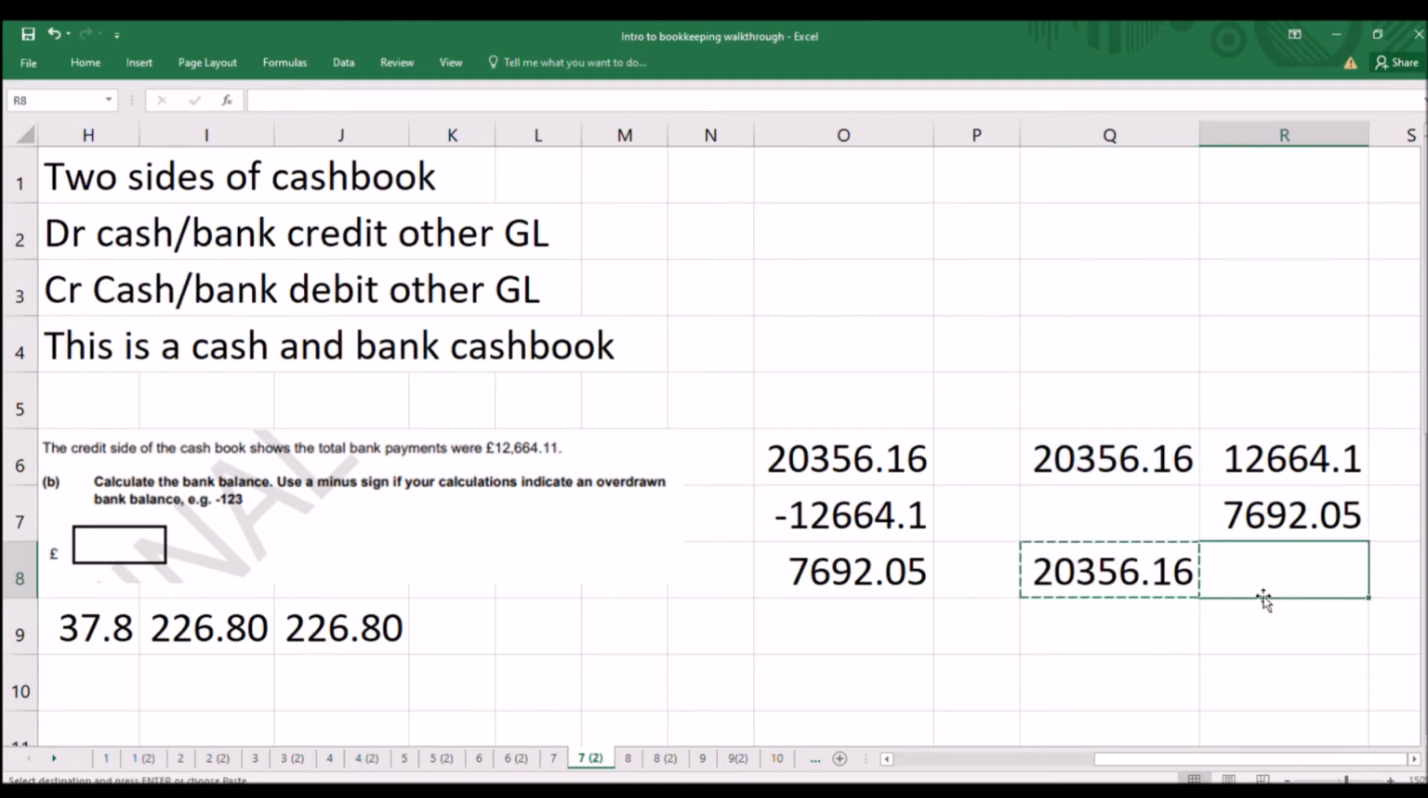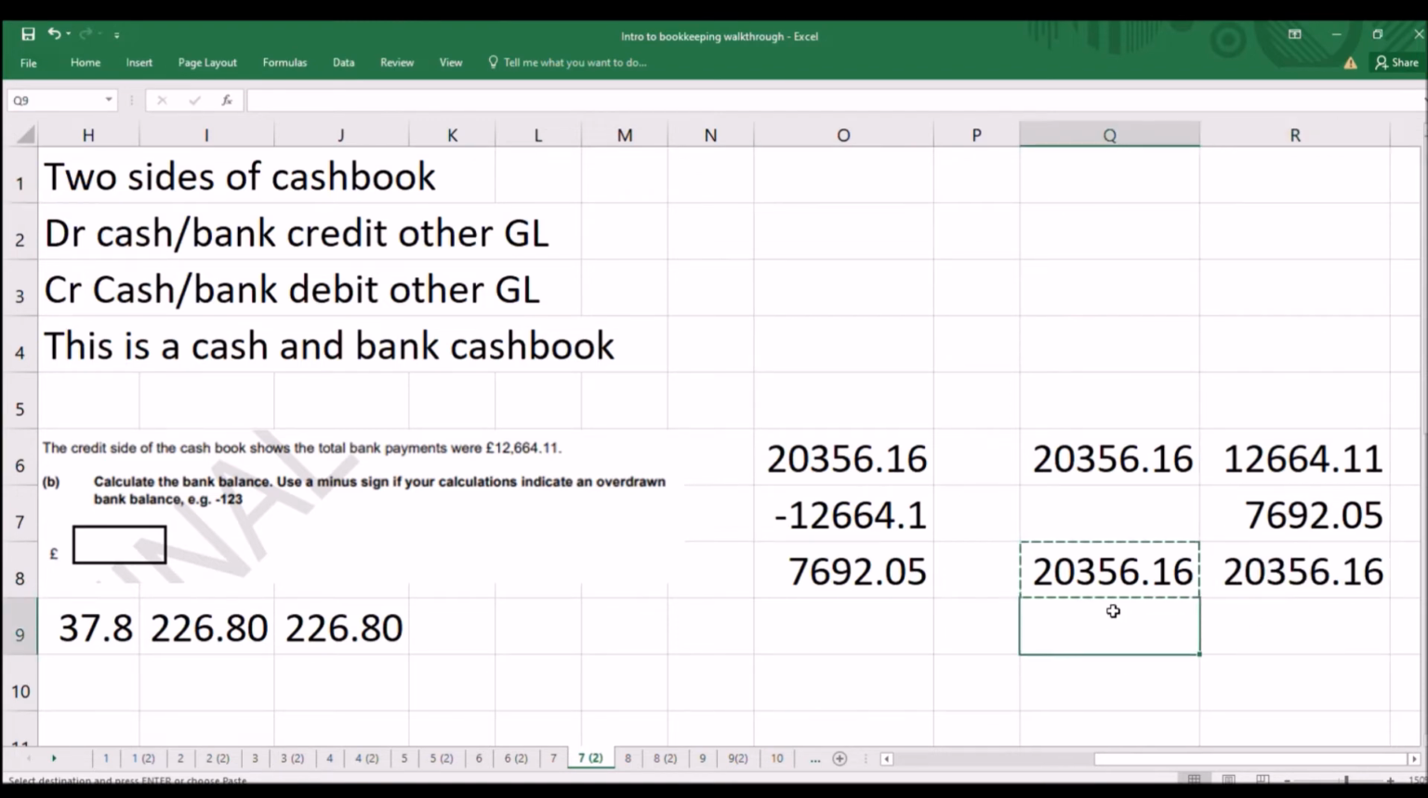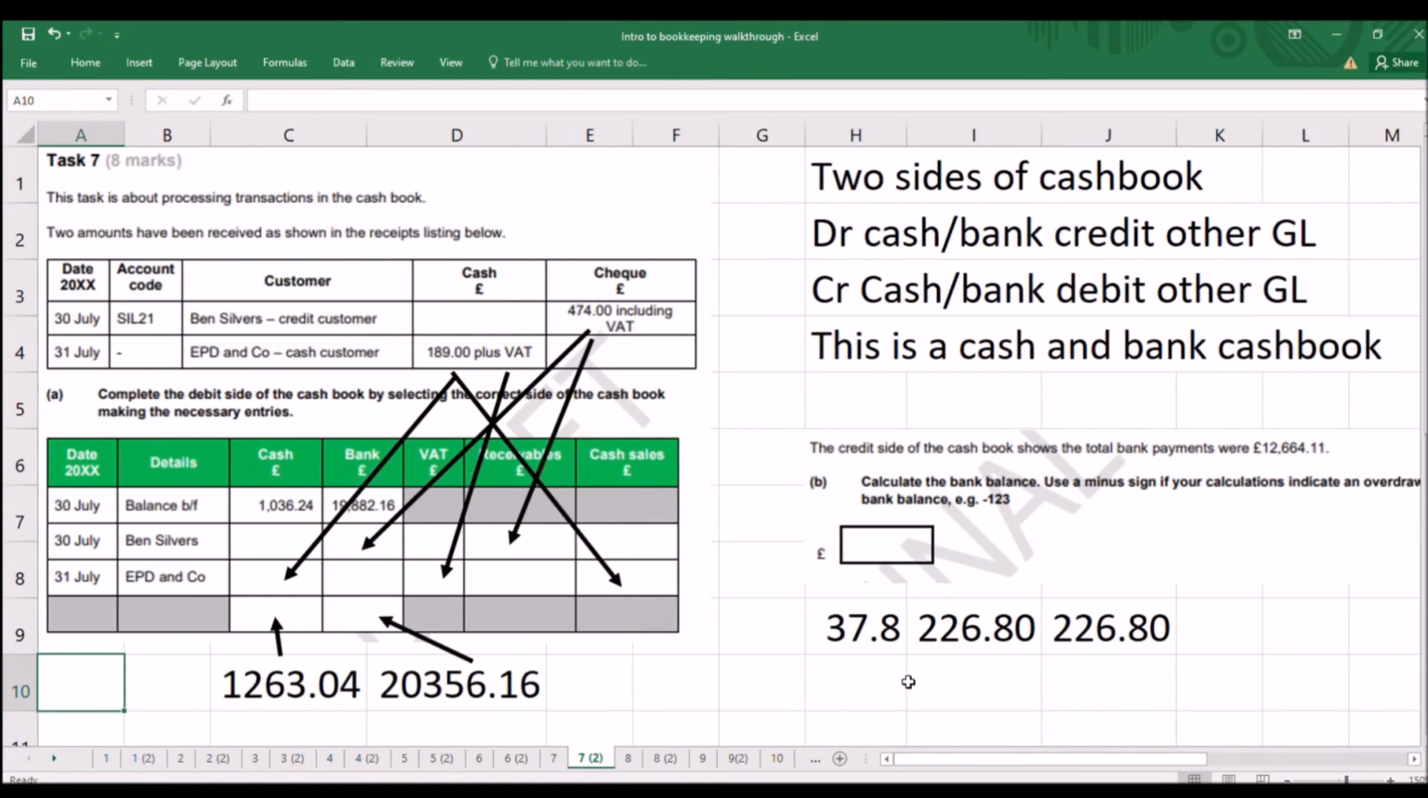Add them both together to make sure that they balance. Let's just get this to be a bit bigger as well. Okay, so then we know that they balance. Therefore, brought down figure is that, and that's the balance there. So it's 7692 and 5 is the balance. And that's question 7.